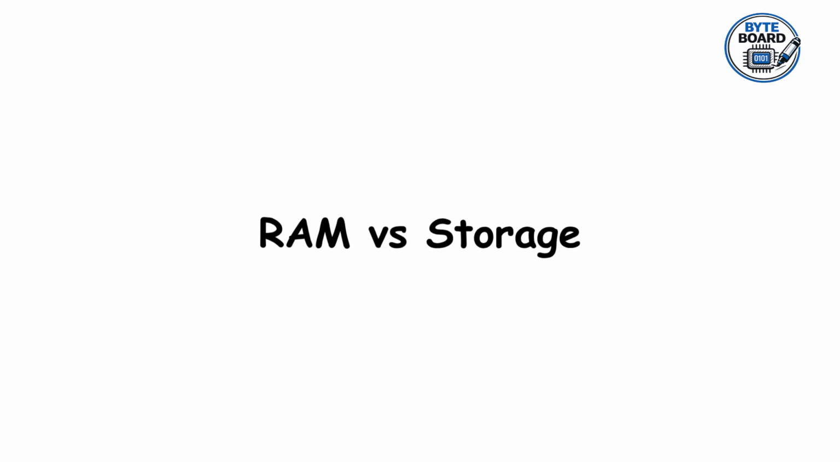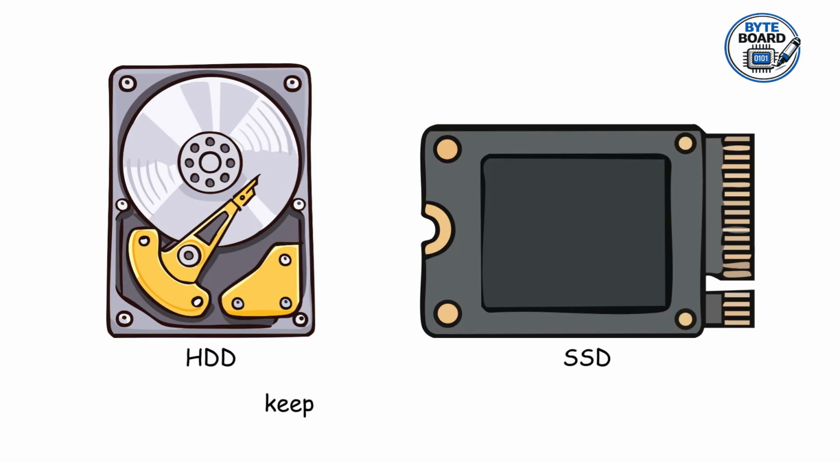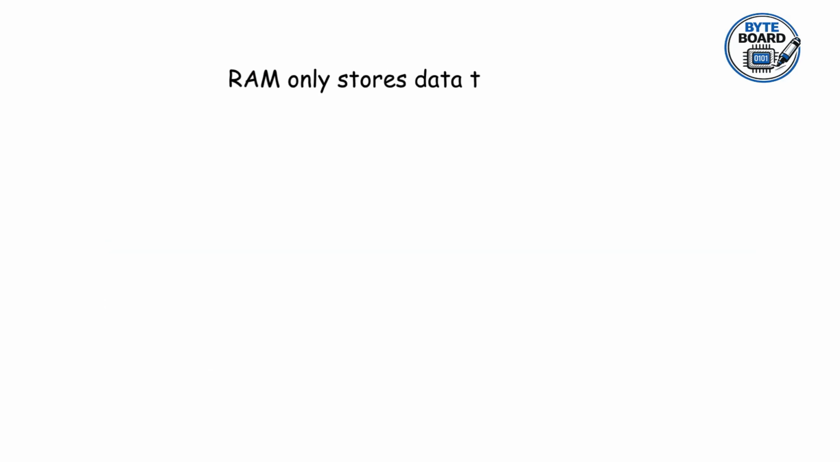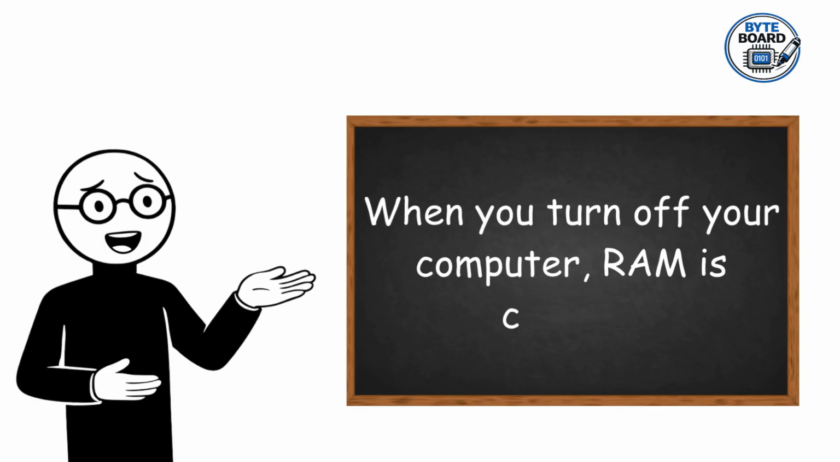RAM versus storage. Many people confuse RAM with storage, like a hard drive or SSD. Storage keeps your data permanently, but RAM only stores data temporarily while your computer is running. When you turn off your computer, RAM is cleared.